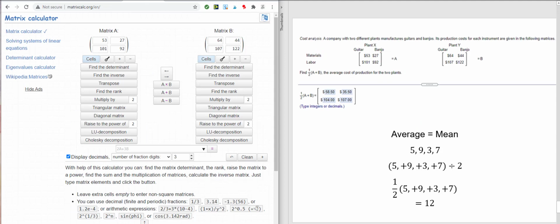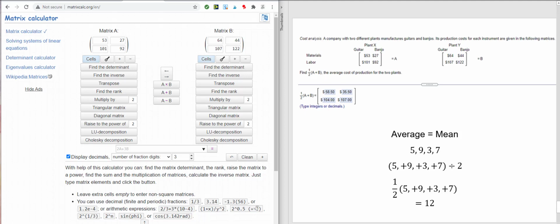Cost analysis. A company with 2 different plants manufactures guitars and banjos. Its production costs for each instrument are given in the following matrices. So plant X, materials and labor are to the left, guitar and banjo, and that's our first matrix, matrix A, and then matrix B. Find 1/2 A plus B, the average cost of the production of 2 plants.